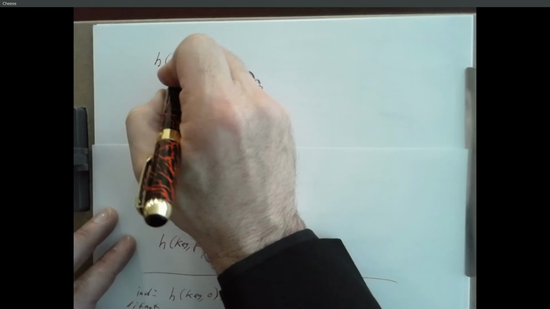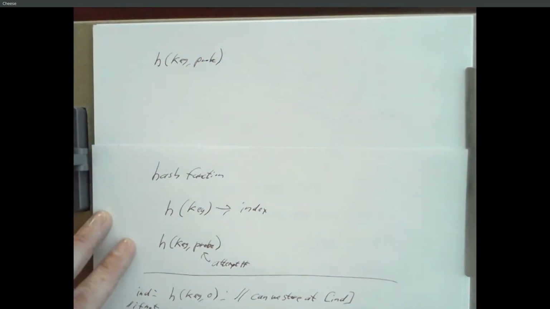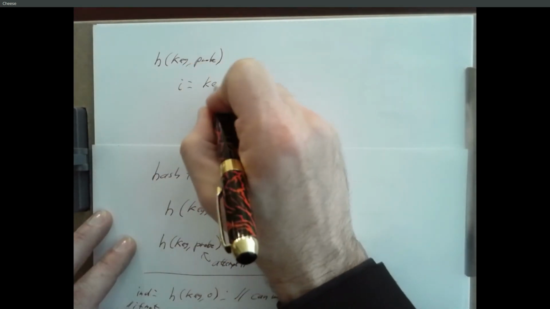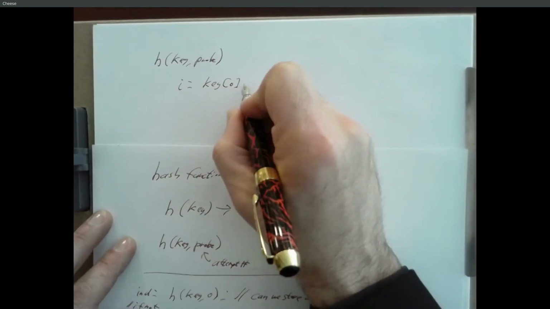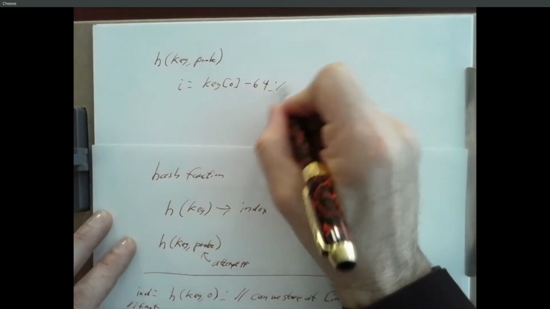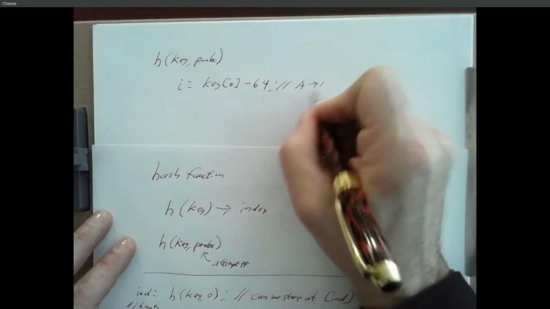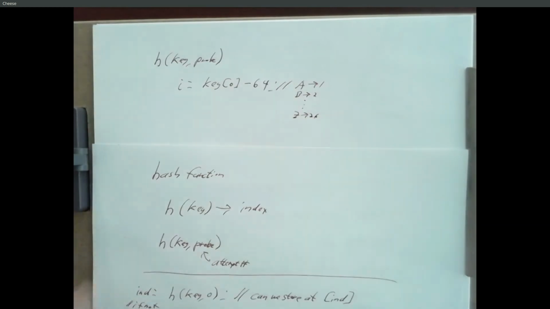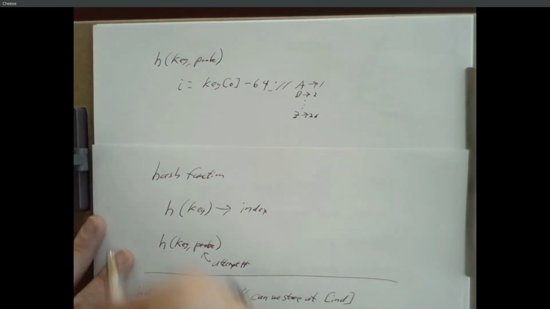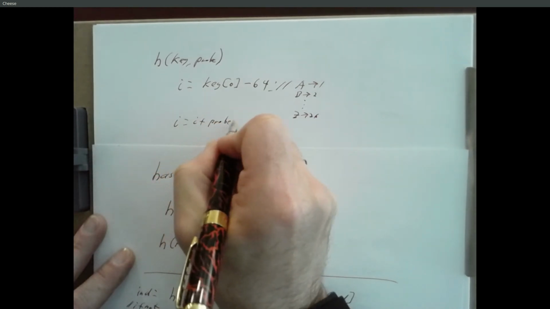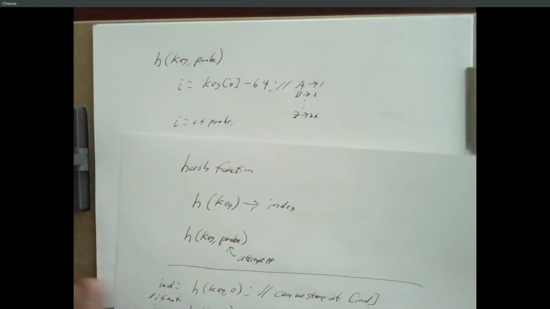Hash of key, probe. I equals key bracket 0 minus 64. So A gives us a 1, B gives us a 2, Z gives us a 26. That's just ASCII code magic. And now I'm just going to say I equals I plus probe. And I'm going to return I.